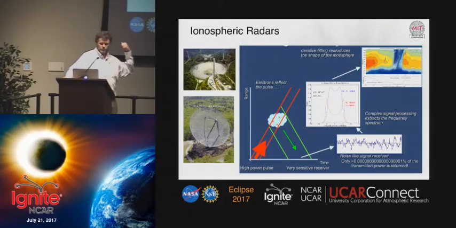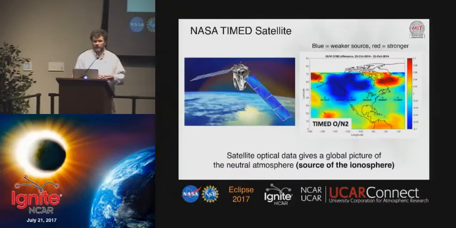These very large radars actually scatter a very, very weak signal off the natural electrons in the upper atmosphere. By processing that right, we can measure the weather. We can measure the density, the temperature, the velocity, the composition. That's the charged part. The NASA TIMED satellite has a camera at ultraviolet wavelengths that can tell me what the neutral part of the atmosphere is, the source of the ionosphere.